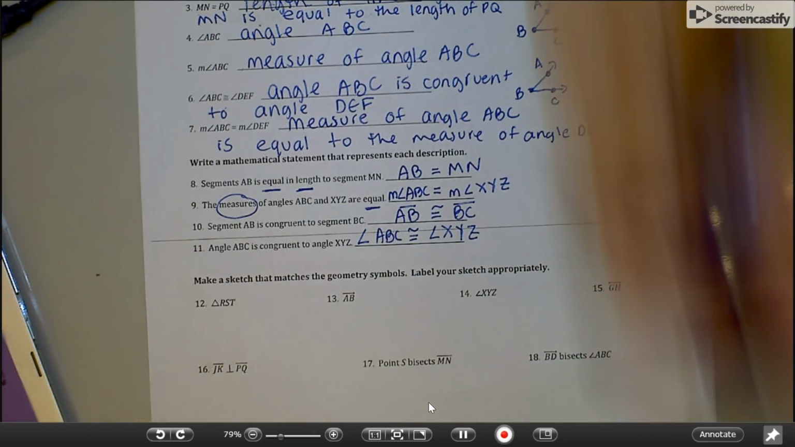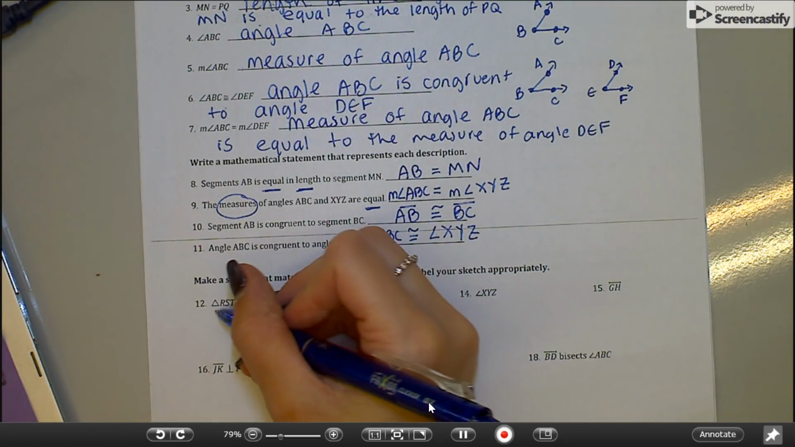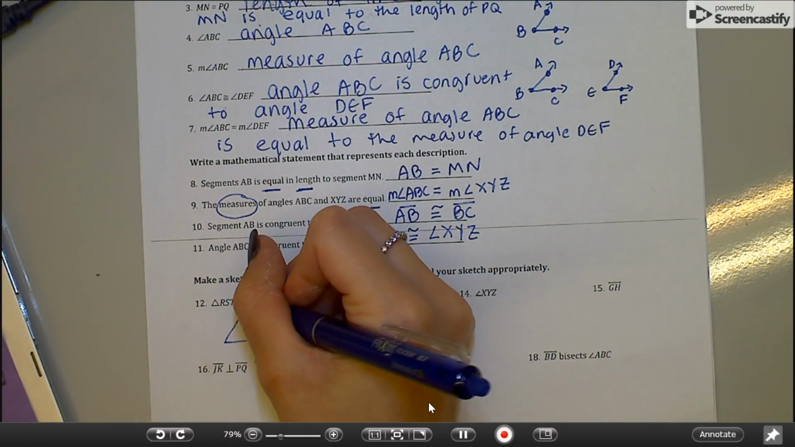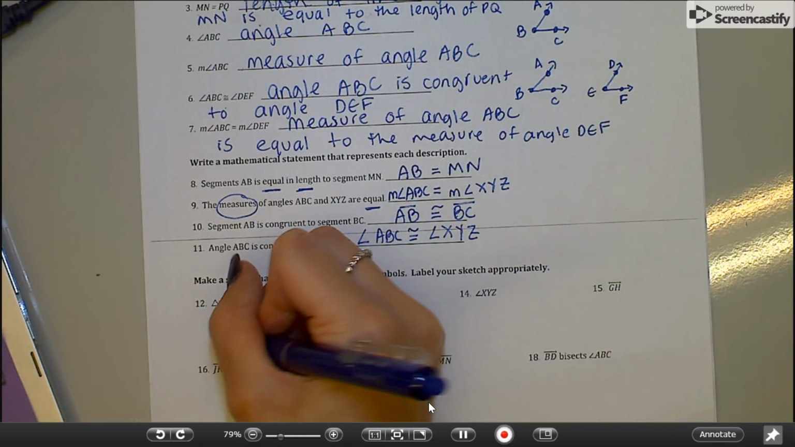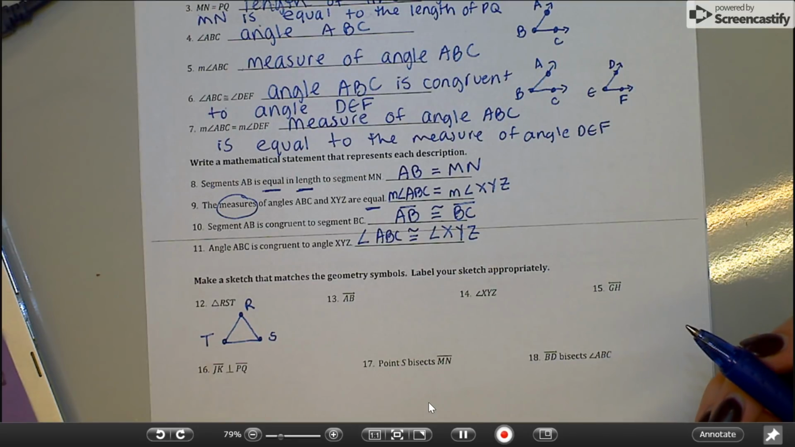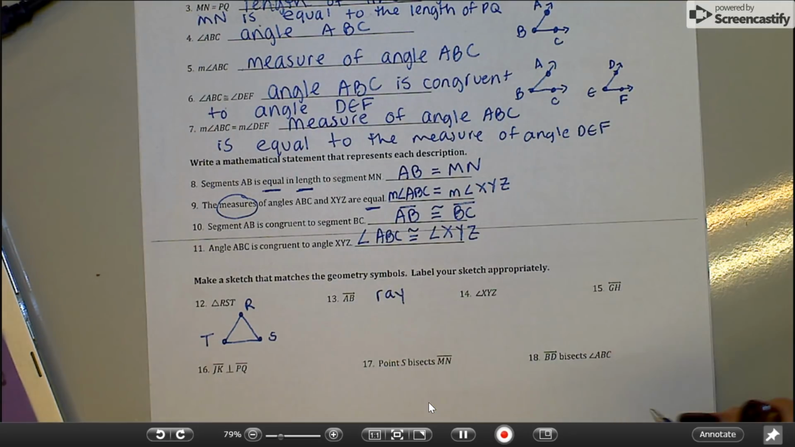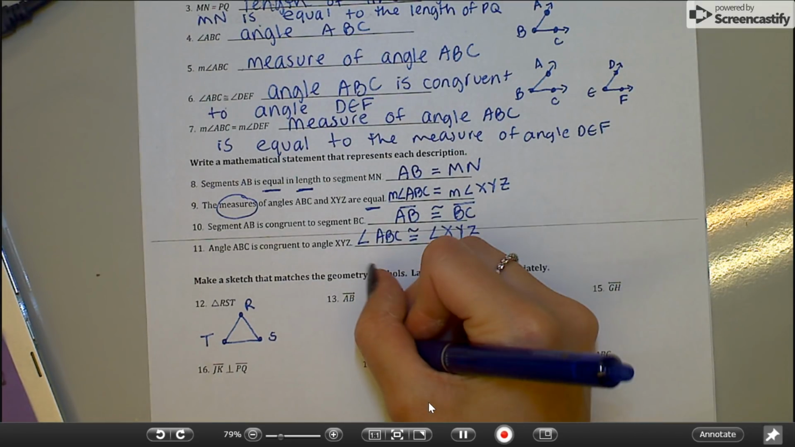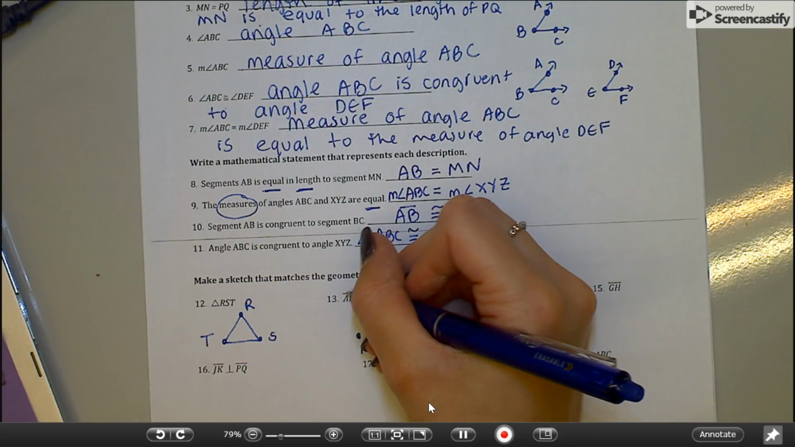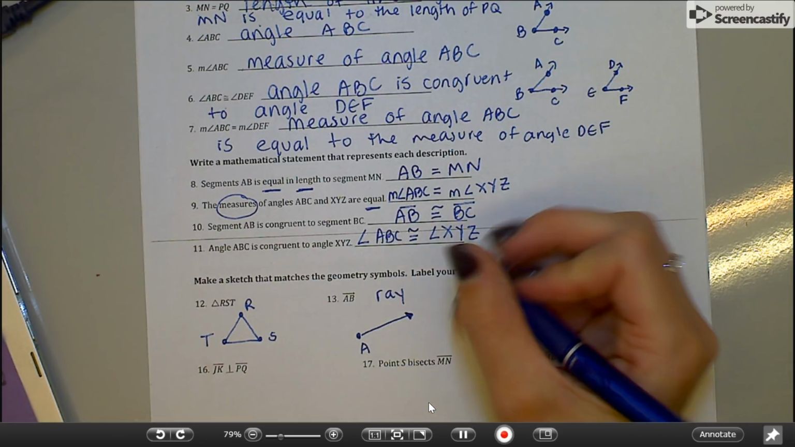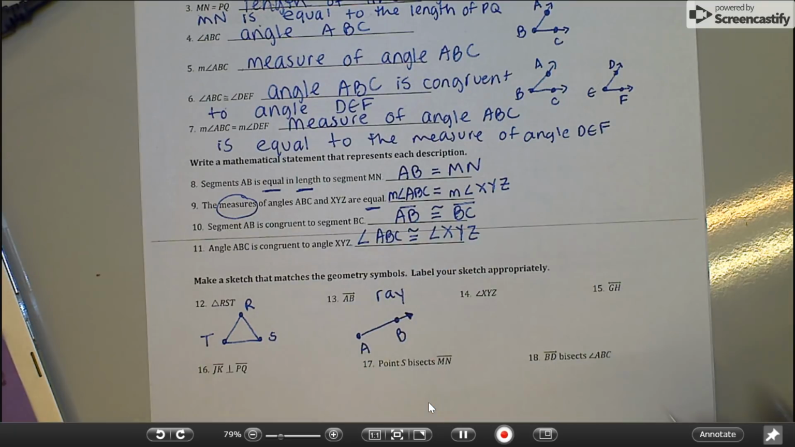And then the bottom part is asking us to make a few more sketches. This symbol is a triangle, so we'd make a triangle, RST. So each vertex of this triangle would be labeled with a letter. Number 13 is referring to a ray, like a stingray, but a ray has a property where the end point would be at A because it's the letter that doesn't have the arrow on it, and then the ray continues on in the direction of B with an arrow.